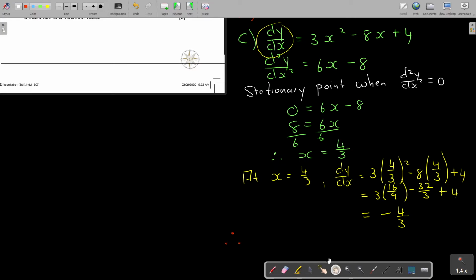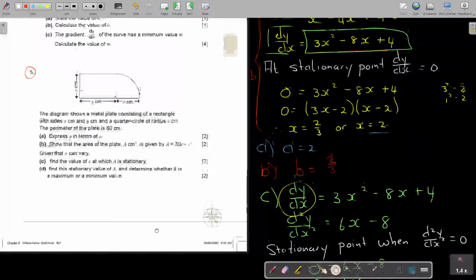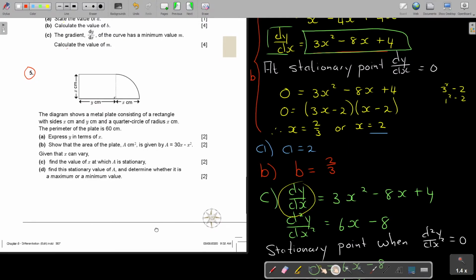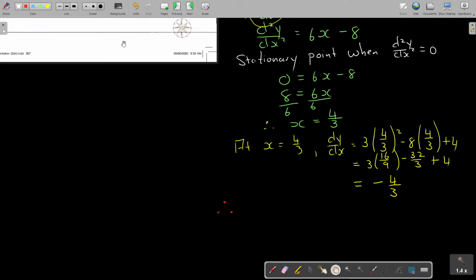I want to just let you read the question again. Calculate the value of n. Give us a minimum value of n. Therefore, minimum value n equals negative 4 over 3, or negative 1 1/3. Doesn't matter. So it's a bit challenging just because they actually take it almost as a new equation and they want you to do exactly the same, finding the stationary points.